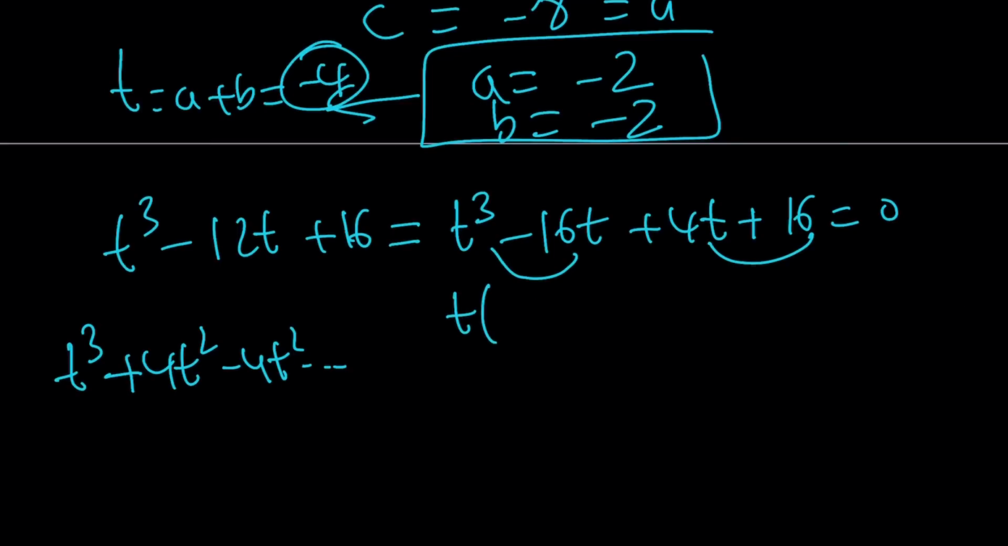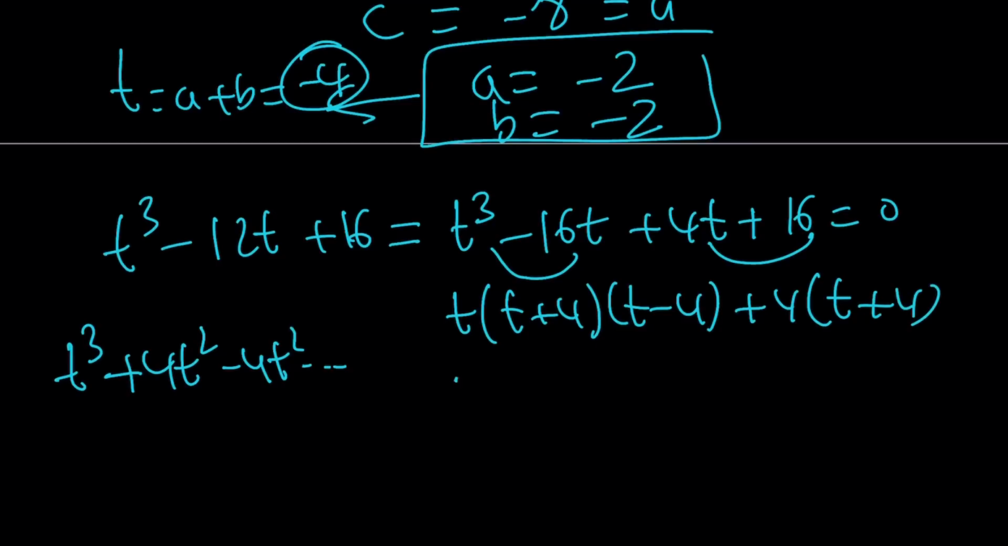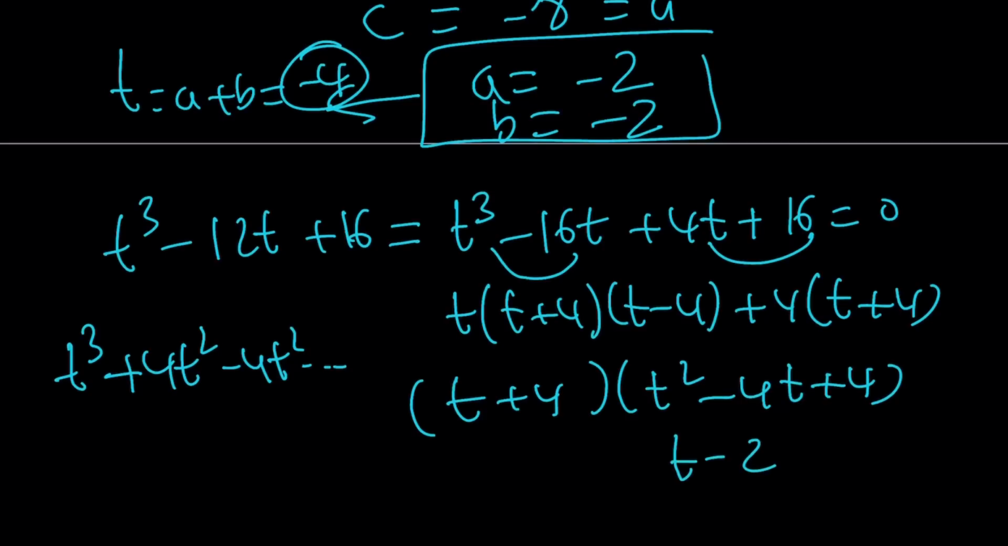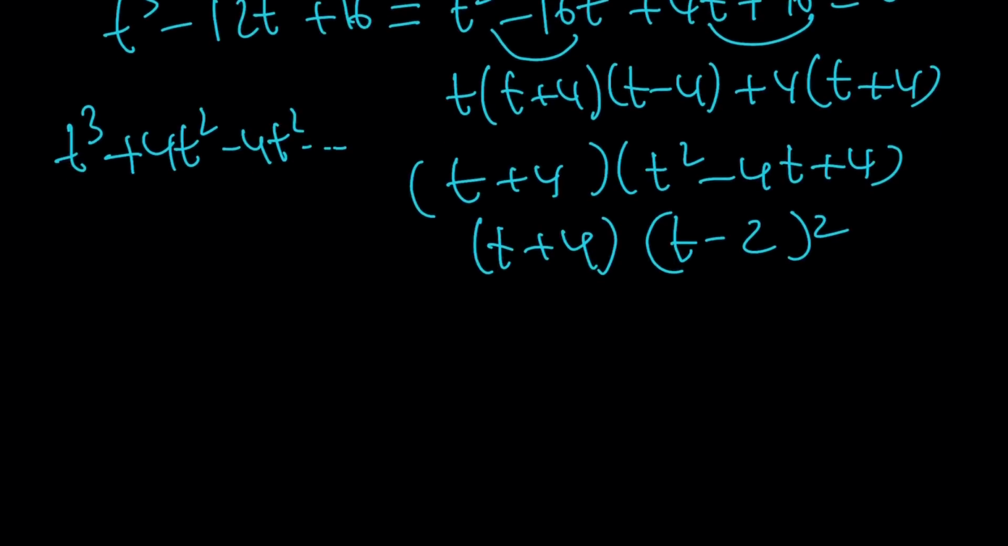So we take out t squared minus 16. Let me go ahead and do it real quick. (t plus 4)(t minus 4), and this should be 4 times (t plus 4). And when you take out a t plus 4, you should be getting t squared minus 4t plus 4, which can be written as (t minus 2) quantity squared. We already know t equals negative 4 is a solution. But notice that t equals 2 is repeated. So we kind of have negative 4, 2, and 2 as the solutions.